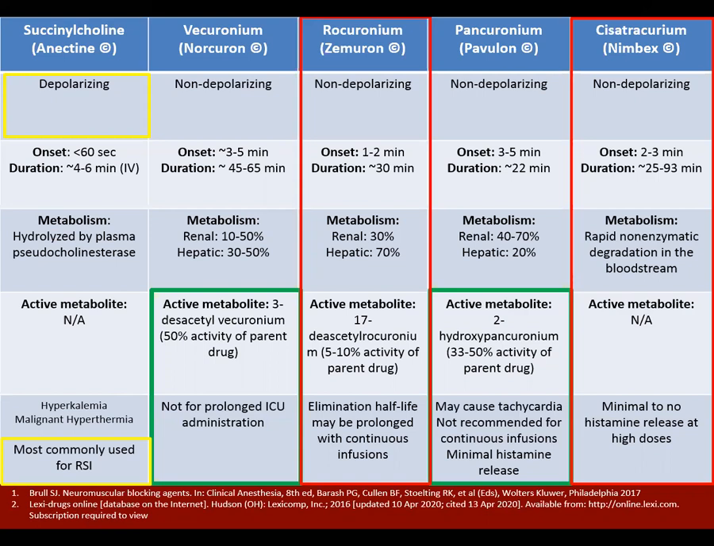The major difference between these two is that rocuronium has both renal and hepatic metabolism, whereas cisatracurium exhibits non-enzymatic degradation in the bloodstream, which is known as Hofmann elimination. So choosing between these two agents for continuous infusion depends on the patient's comorbidities and if they have renal or hepatic impairment.